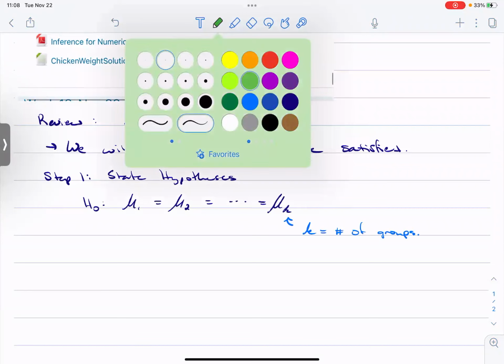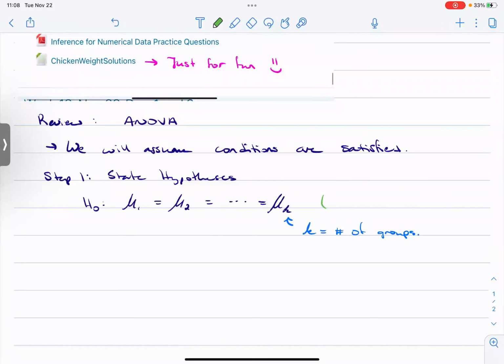Same setup as before, right? In words, all the means are the same. We don't mean same, we mean not significantly different from each other, right? Same.